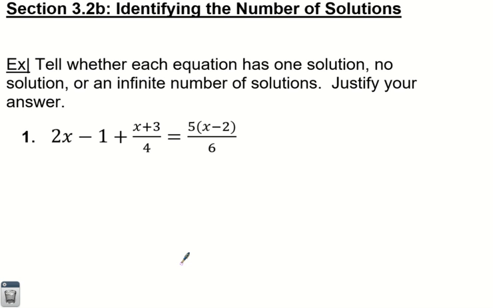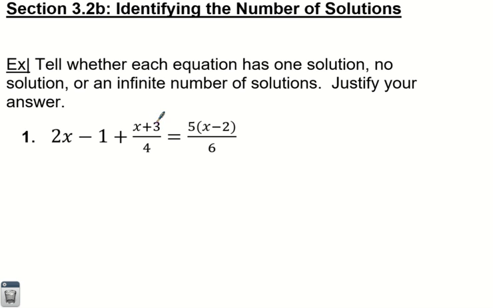The first thing we're going to do is something that is commonly called clearing the fractions. If I were to multiply this fraction by 4, the 4 would go away, like the 4 would cancel, and I would just have the x plus 3. If I were to multiply this whole fraction by 6, it would make that 6 go away, and what would be left over was just the 5 times the x minus 2 bubble. But remember, whatever you multiply to one side, you have to do to the other.